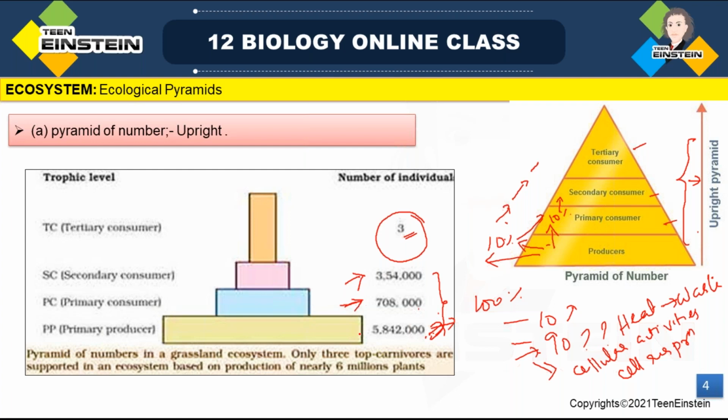So that's how we need to think. Here, 3 top carnivores are supported in an ecosystem based on production of nearly 6 million plants. It's around 6 million plants. From that, only three are supported. Top carnivores, in this level, only 3 are getting supported. Okay.